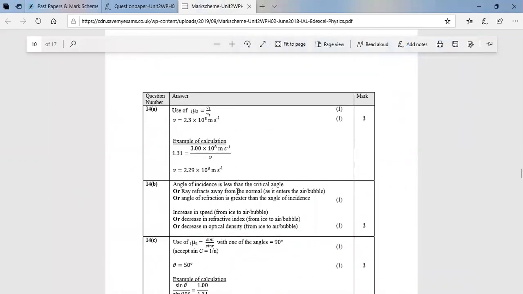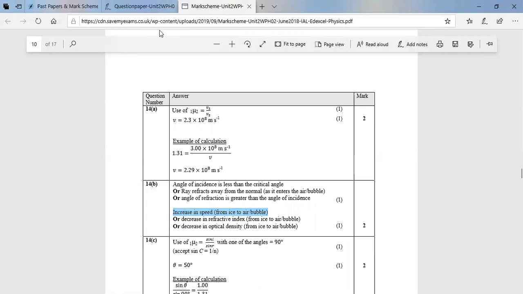It is less than the critical angle, so they are refracted away from the normal. Okay, there's a second mark too. Increase in speed from air to iceberg, decrease in refractive index, decrease in optical density. Optical density means the density of the optical medium. It actually is more or less the same as refractive index, but increase in speed from ice to air also has a mark, so you need to write that part as well.